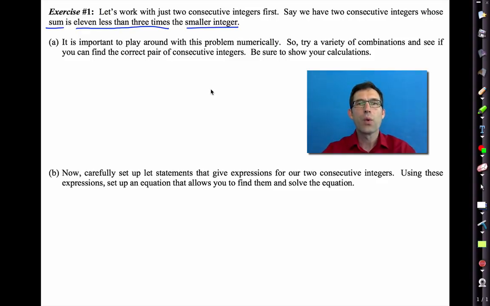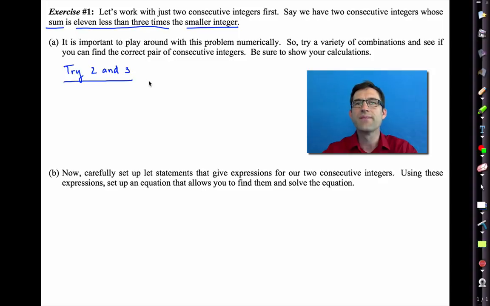Letter A. We're going to do exactly what we did in the last lesson. We're going to play around with these a little bit, just to make sure that we have a sense for it. So try a variety of combinations to see if you can find the correct pair of consecutive integers. Be sure to show your calculations. I'm going to do one and then maybe have you do one. So let's try 2 and 3. Let's see if those are the 2 correct consecutive integers.